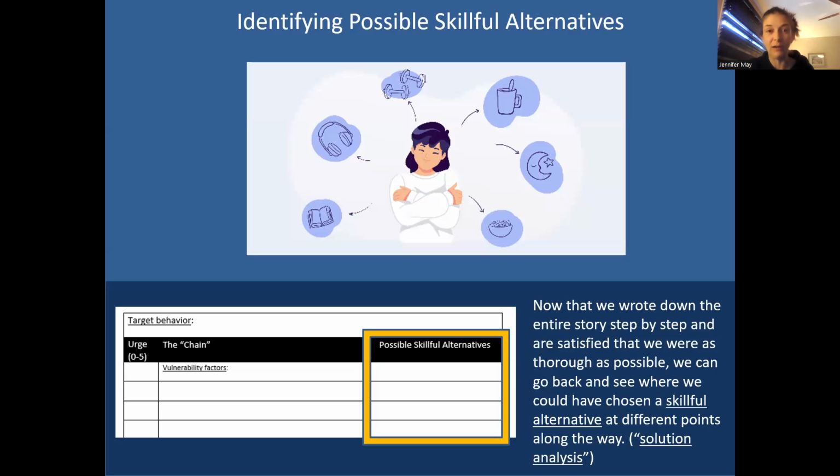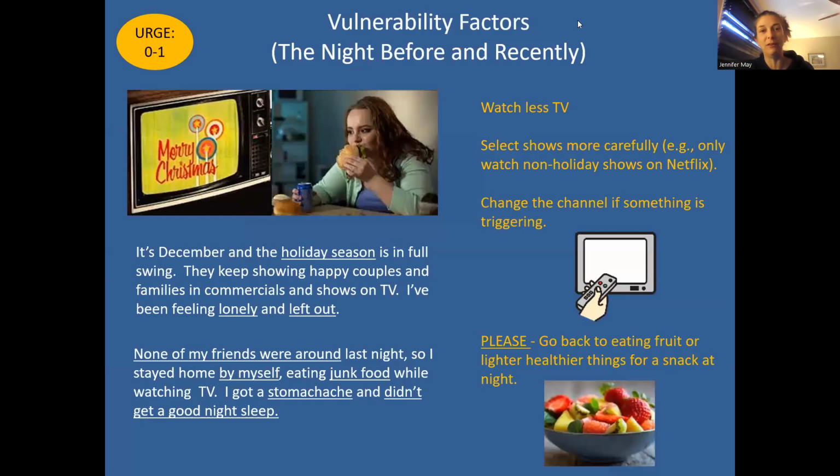And the ones I'm going to share are just some ideas. It's not like a perfect answer. And there's probably a whole variety of other things you could try, but I'm just giving a few examples. So we're going to go back and show what this could look like. All right, so she's back. The vulnerability of the night before and recently, it's the holiday season. She's watching stuff on TV and she's overeating and all that stuff.